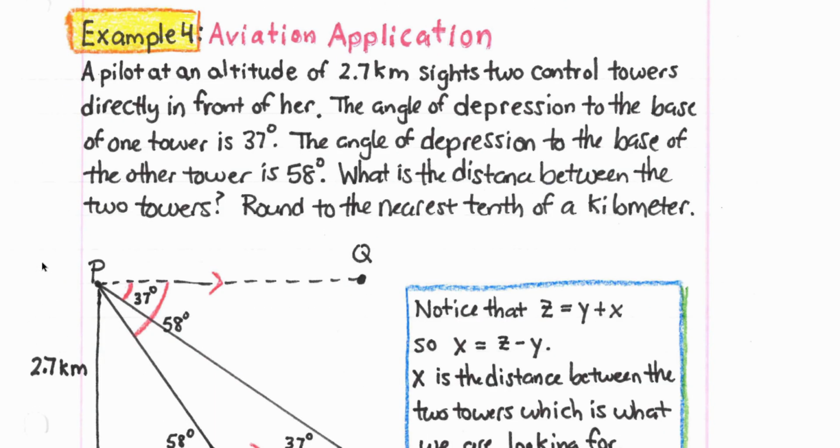Example 4, aviation application. A pilot at an altitude of 2.7 kilometers sights 2 control towers directly in front of her. The angle of depression to the base of one tower is 37 degrees. The angle of depression to the base of the other tower is 58 degrees. What is the distance between the 2 towers? Round to the nearest tenth of a kilometer.